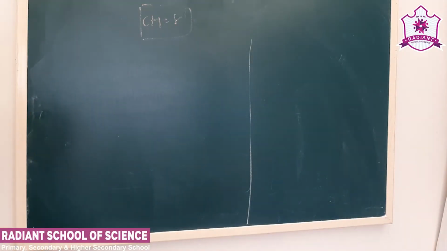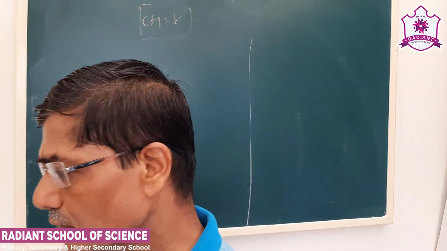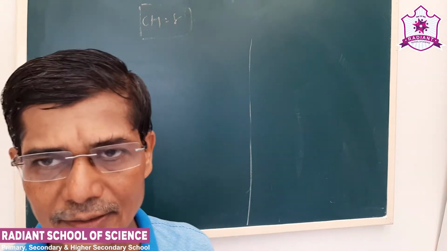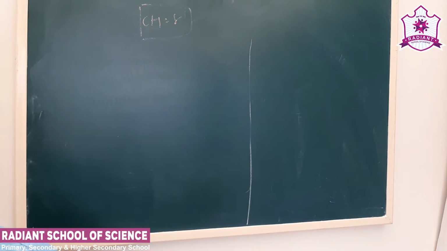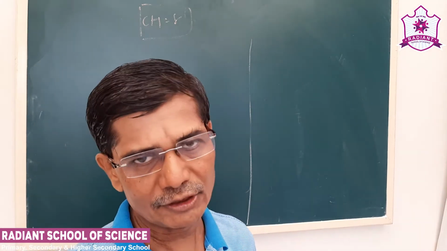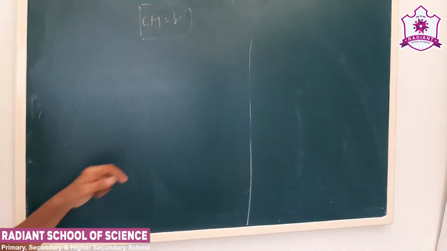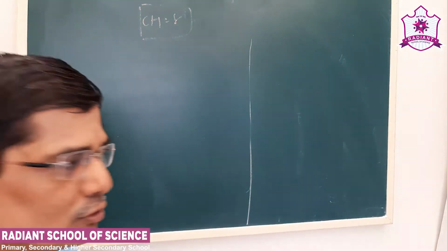Dear students, last time we derived the kinematic equations of motion with a constant acceleration, that is uniformly accelerated motion, without using a graph. Now today we are going to derive the same equations by using the graph. We also saw an important property, that the area of the velocity time graph gives you displacement.